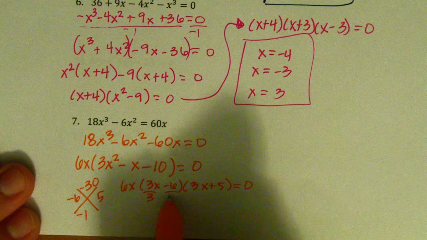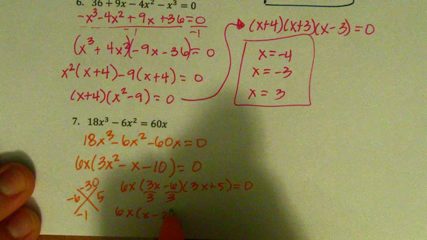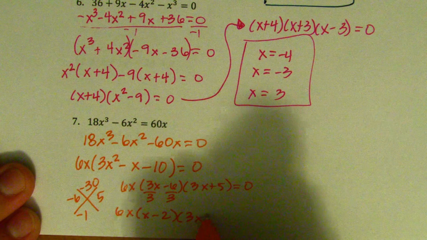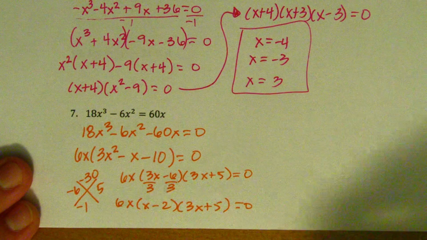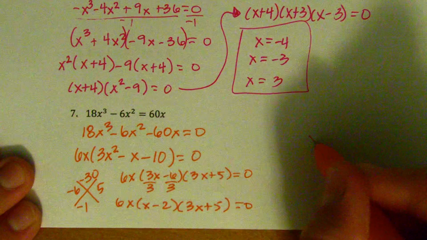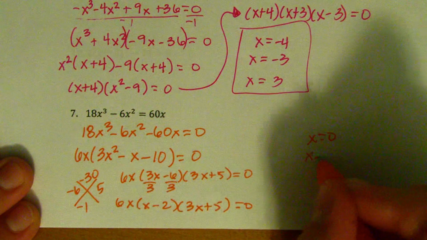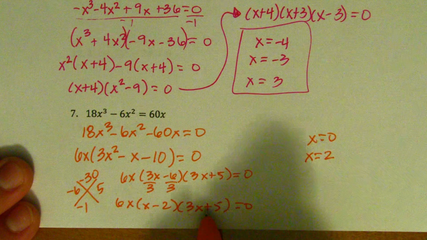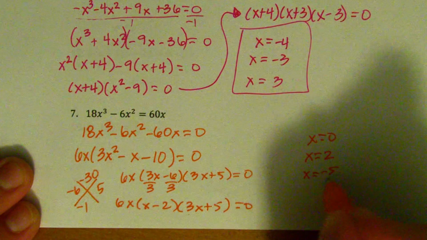Here's the trash. 6x, and I have x minus 2 and 3x plus 5. And then we can go ahead and solve for each of those. Since there is a variable on this 6x, setting that equal to 0, I get x equals 0. X minus 2 equal to 0 gives me x equals 2. And setting this one equal to 0, subtracting 5, dividing by 3, x equals -5 over 3.